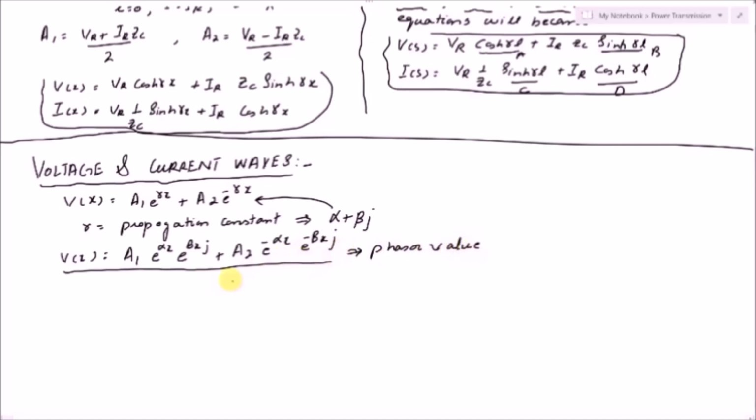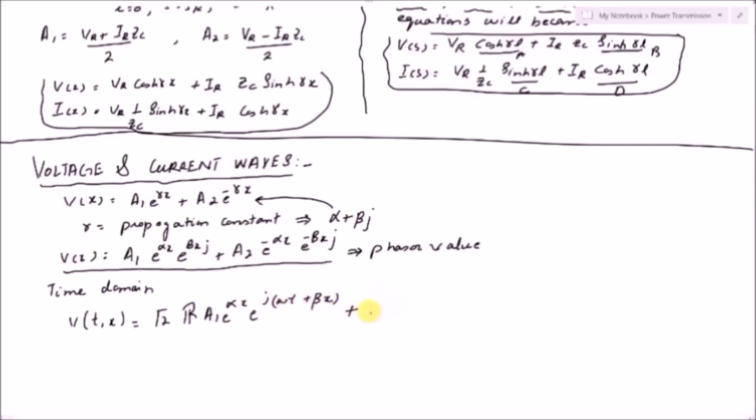Now if I have to convert this into time domain, so that will be V(x,t), for the time domain and a particular distance x of the transmission line, equal to root 2 times the real value of A1 e raised to alpha x e raised to j(omega t plus beta x).